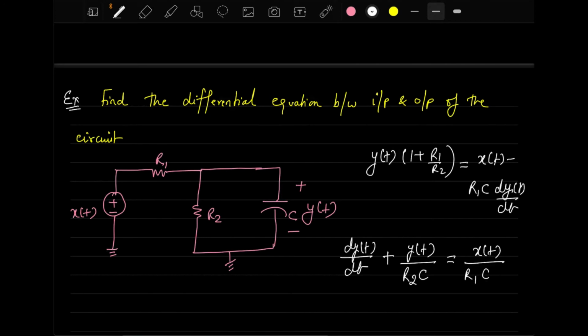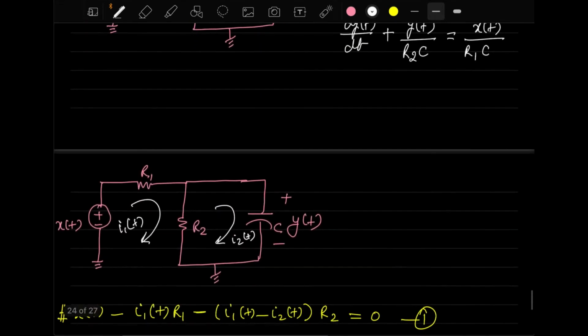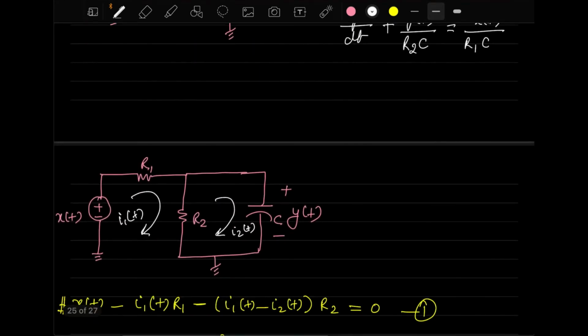Any other solutions? Okay, so we will now see what answer we get and check it against these two solutions. So let's do it. Let us say we have two currents flowing in this loop: one is I1(t), another one is I2(t).